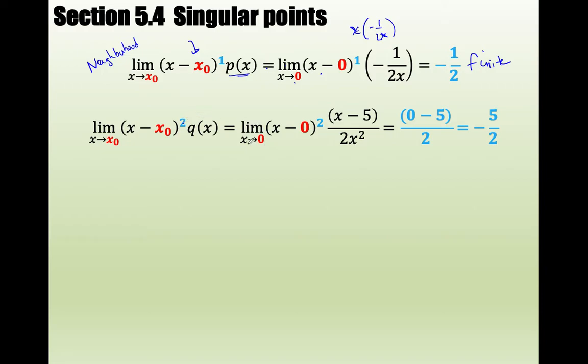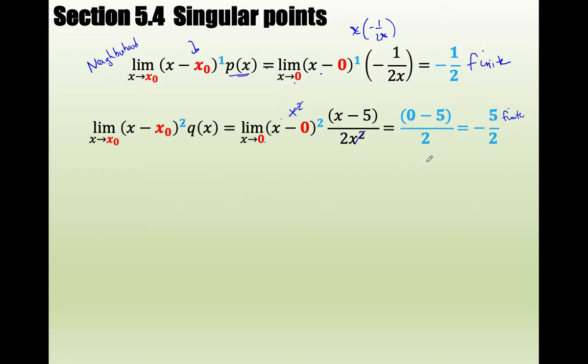So I'm really doing the limit as x approaches my point of singularity of my factor with my singularity point squared times my q of x. So if you notice here, what happens is, right, this is really x squared. So the x squared cancels out with this x squared, and I'm left with just my x minus 5 over 2, applying my limit by putting in the 0. So I get 0 minus 5 over 2, which is negative 5 halves, which is also finite.